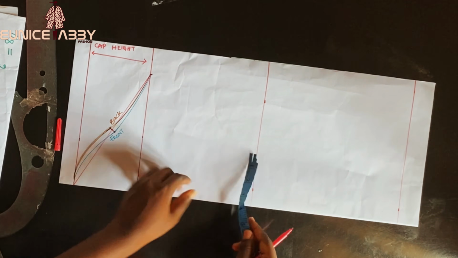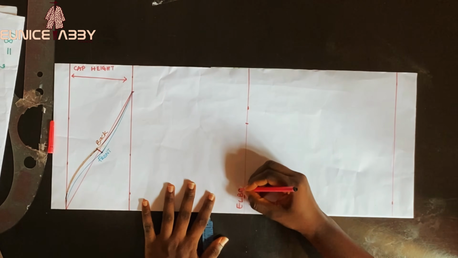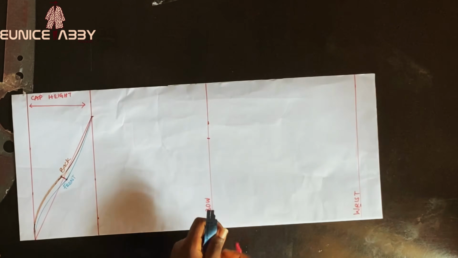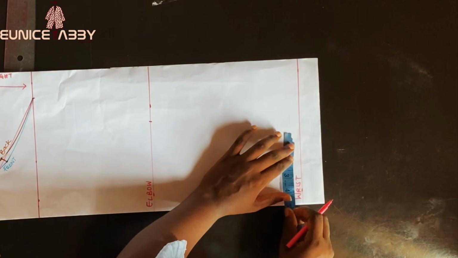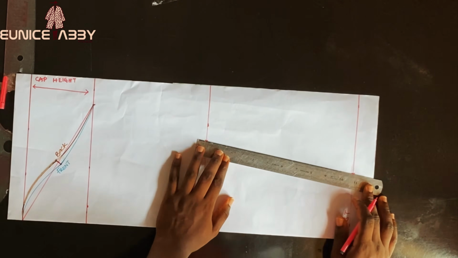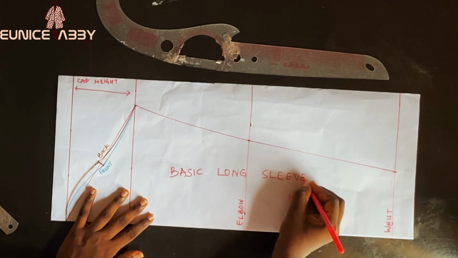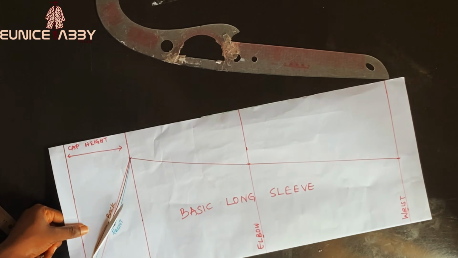My elbow circumference is 12 inches. 12 divided by 2 is 6. Also, my wrist circumference is 9. 9 divided by 2 is 4.5, which I marked. Then I proceeded to connect the points just as shown. After connecting the point, I labeled my pattern basic long sleeve and I started cutting out.